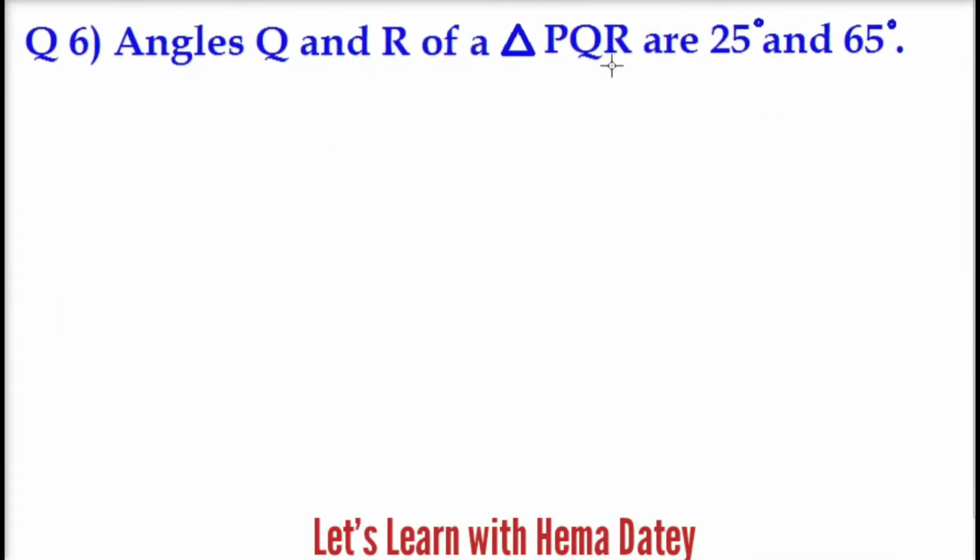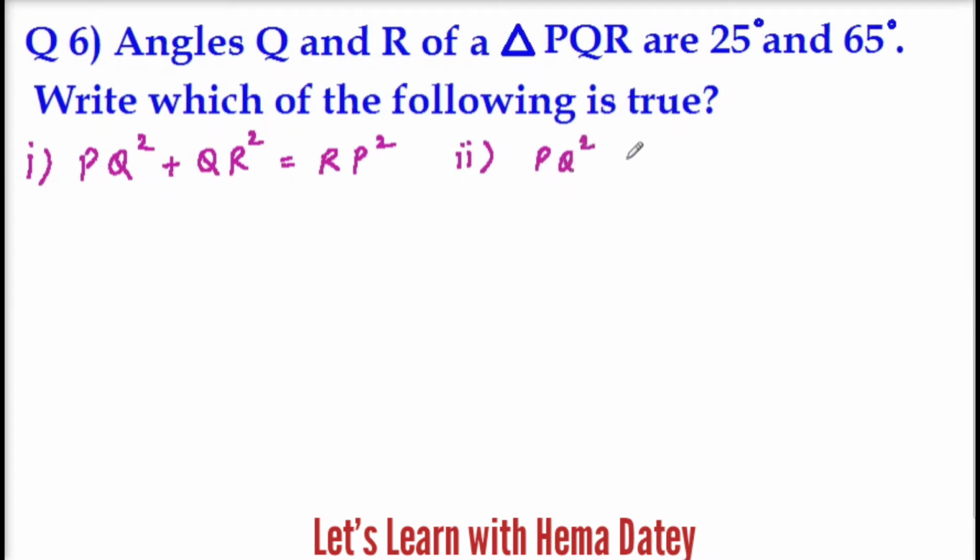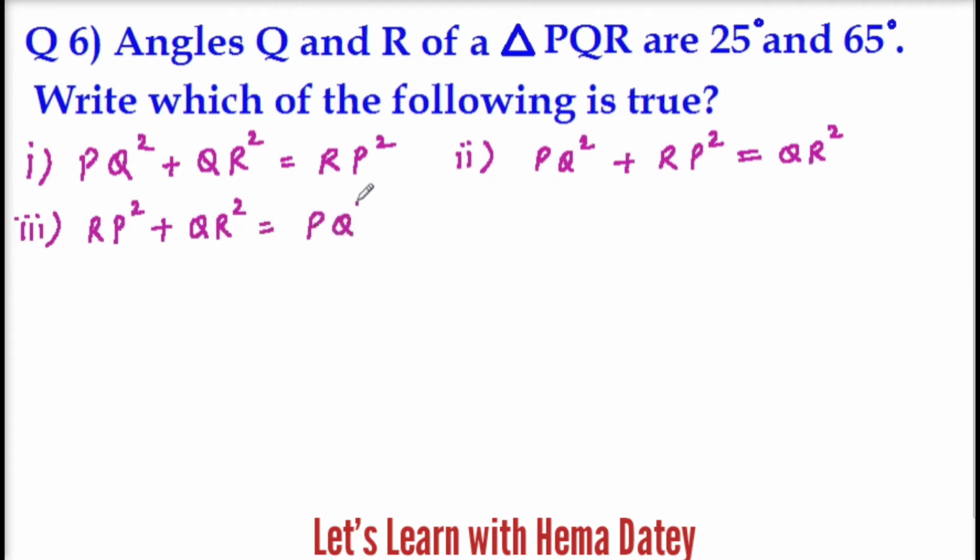Question number 6 is: angles Q and R of a triangle PQR are 25 degree and 65 degree. Write which of the following is true. We are given three parts: PQ square plus QR square equals to RP square. Second part is PQ square plus RP square equals to QR square. And the third part is RP square plus QR square equals to PQ square. Let's start the solution.